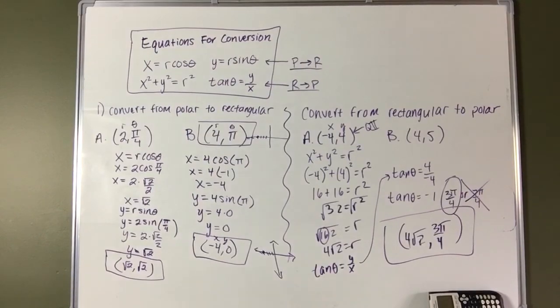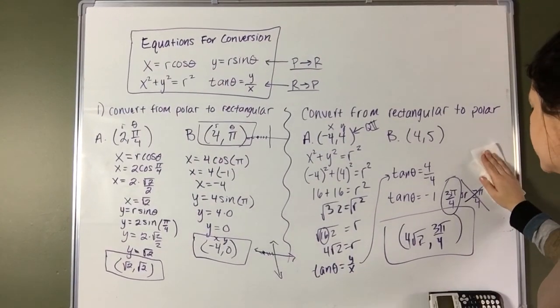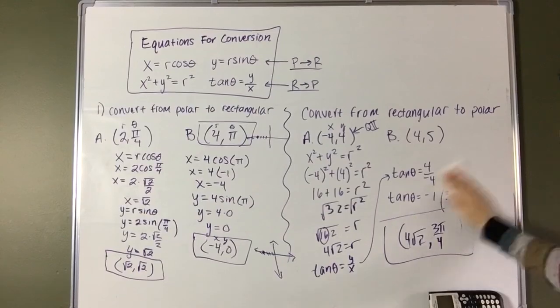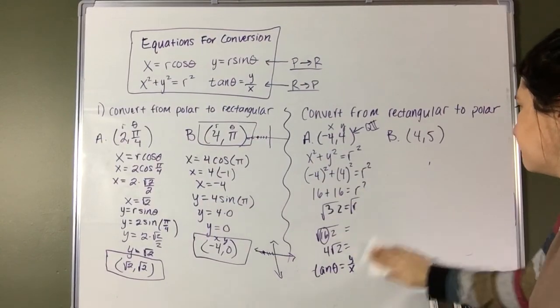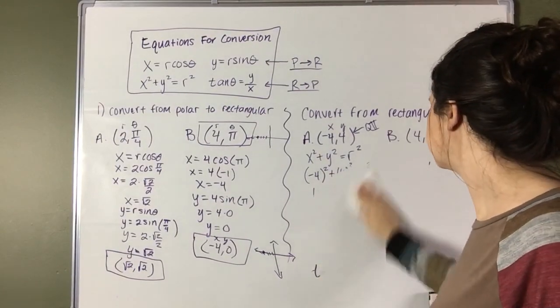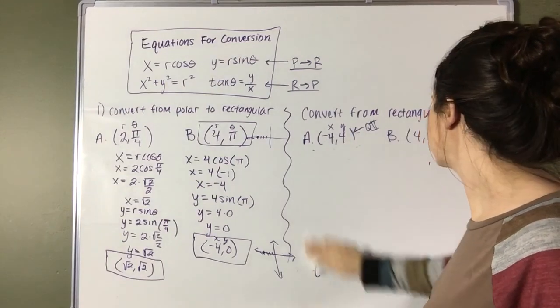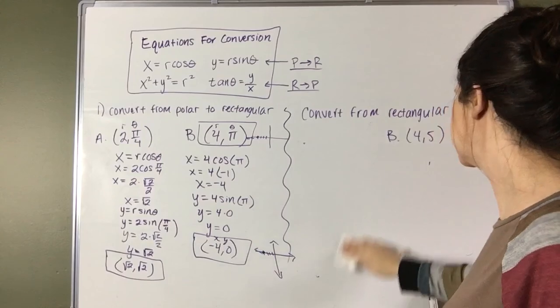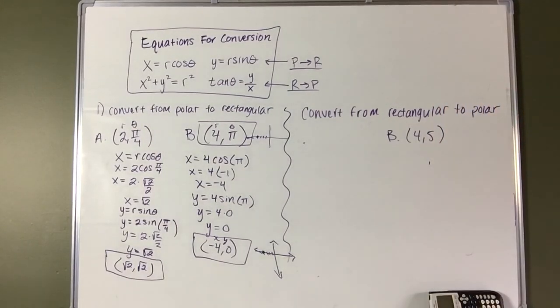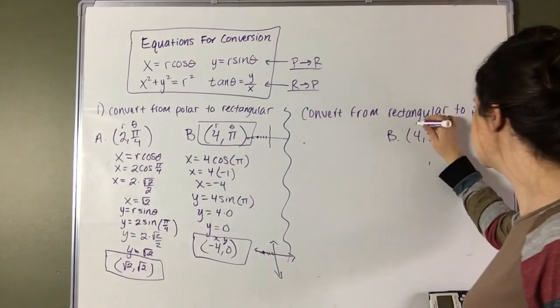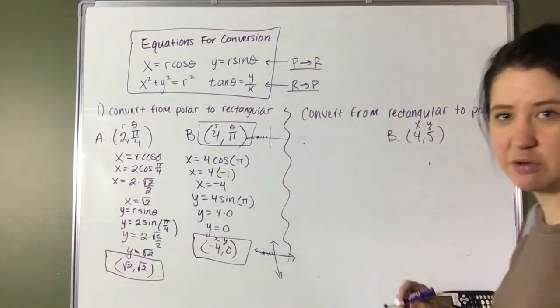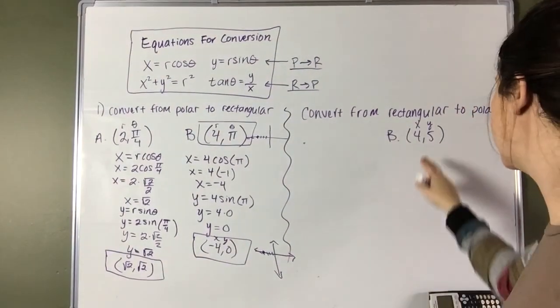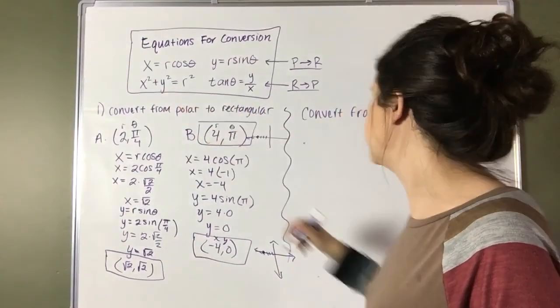Okay, now let's do B. So I'm going to erase this stuff. I'm just going to get rid of A altogether. So we're going to focus on the point 4, 5. So again, this is x and this is y, and we need to figure out what r and theta are. So we use these formulas.